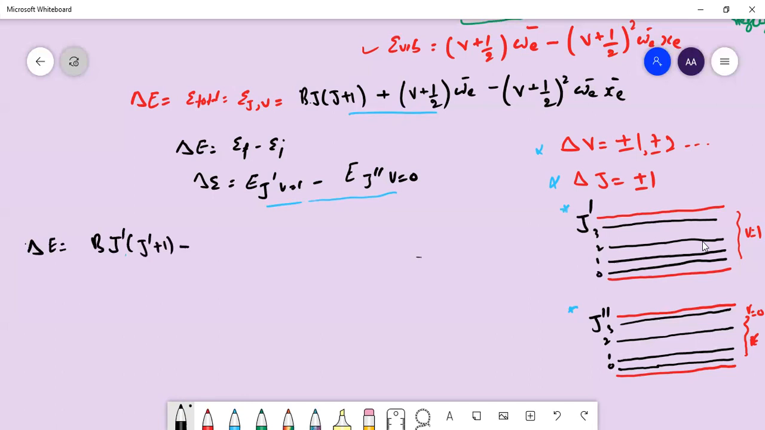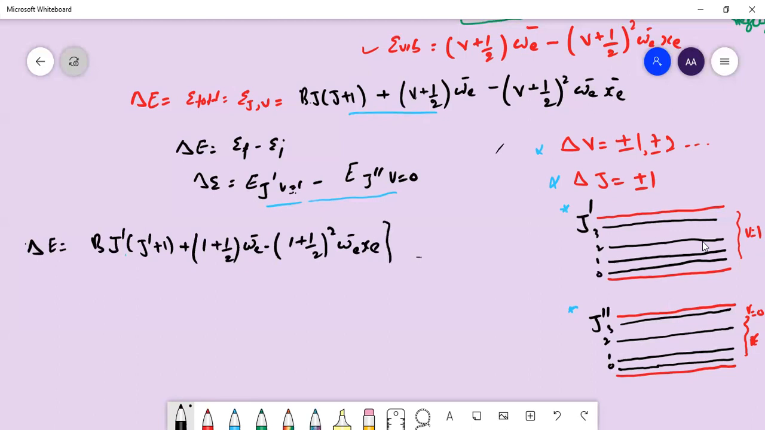Then we substitute V as 1. In place of V, the vibrational quantum number, I will write 1 plus 1 by 2, because the transition is taking place from V is equal to 0 to V is equal to 1, that is from the ground state to the first excited vibrational level. And here I have omega e bar along with V plus 1 by 2, that is 1 plus 1 by 2, and minus 1 plus 1 by 2 squared times omega e bar xe. So these are the total terms for our first vibrational state.